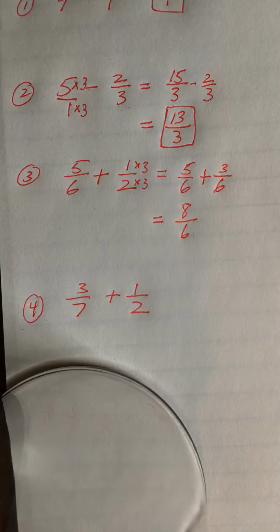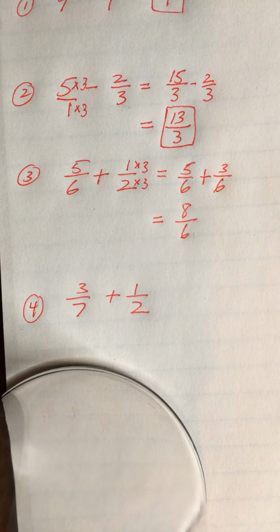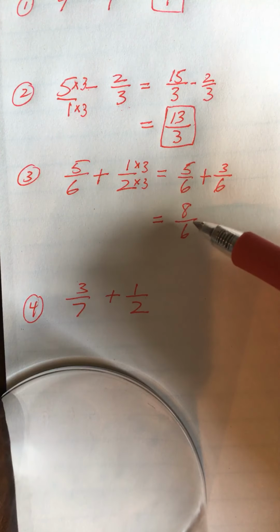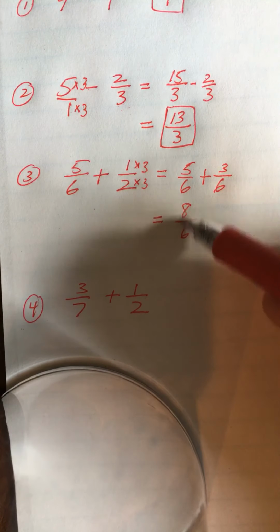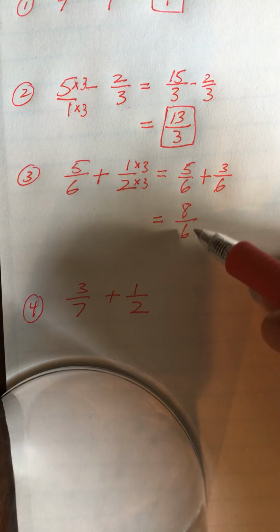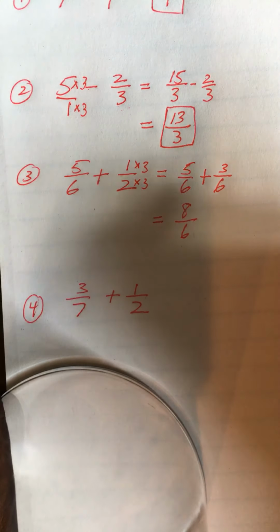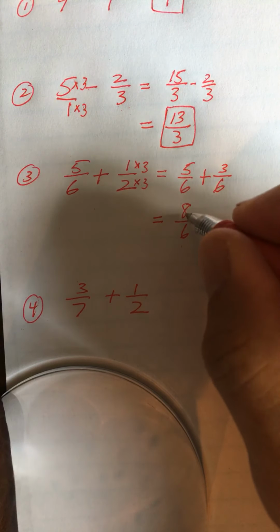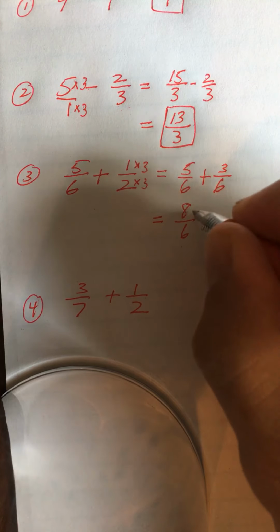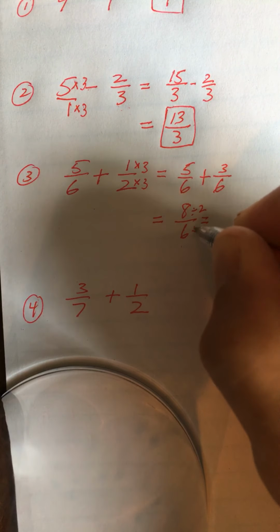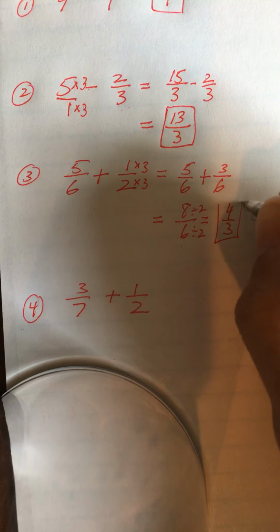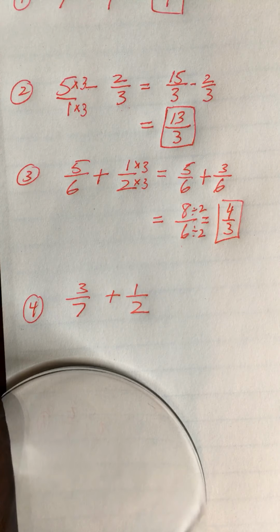and I keep the denominator. Now, earlier when we began the session, we said that you always want to leave your final answer in lowest terms, and 8 over 6 is not. 8 and 6 can both be divided by 2 evenly, so I'm going to take this down further. I'm going to divide the top by 2, and I'm going to divide the bottom by 2. So I get 4 over 3, and that is our final answer for number 3.